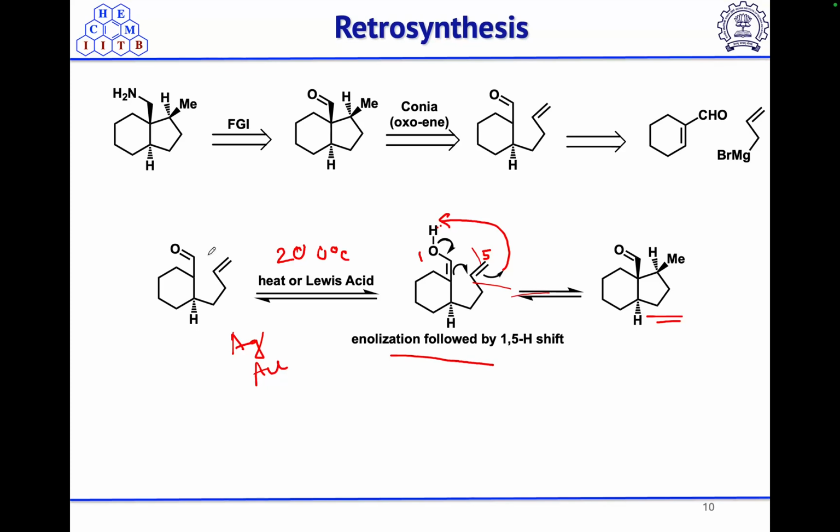Now, how can you get this Conia-ene precursor? Basically you have to take this alpha,beta-unsaturated aldehyde and this homoallyl Grignard. How can you prepare it? You can prepare it from this homoallyl bromide; if you treat it with magnesium, you will get this homoallyl Grignard. If you do the 1,4 addition, you will get this Conia-ene precursor, and then you will get this cyclized product. Now how will you get this amine?